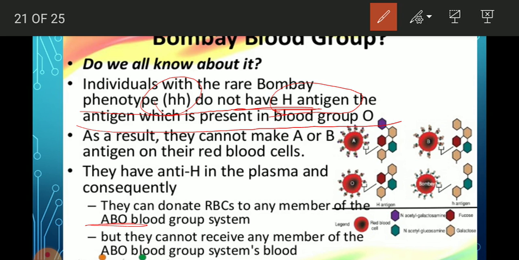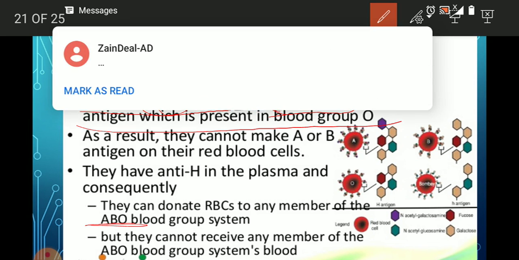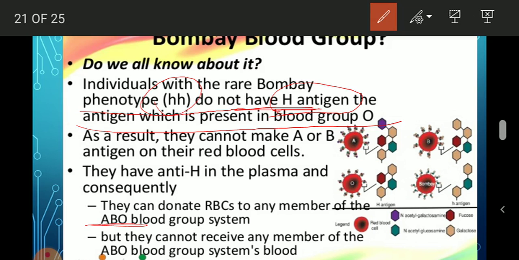This is the cross matching of the blood group. The ABO genotype, which is present on chromosome number 9, also depends upon another gene, H, which is present on chromosome number 19. The ABO blood group genes are present on chromosome number 9, but the H antigen gene is present on chromosome number 19 out of 46 chromosomes. So the locus is totally different.